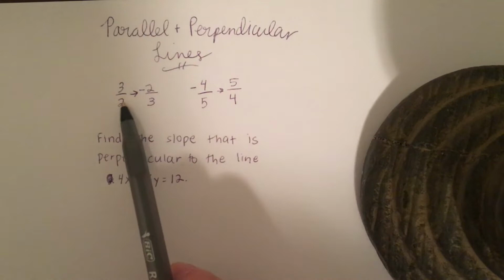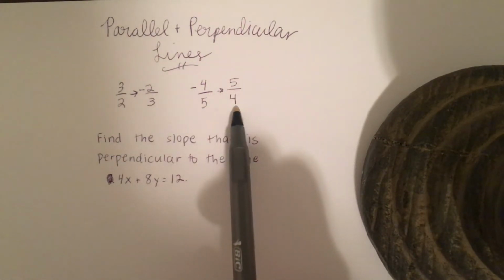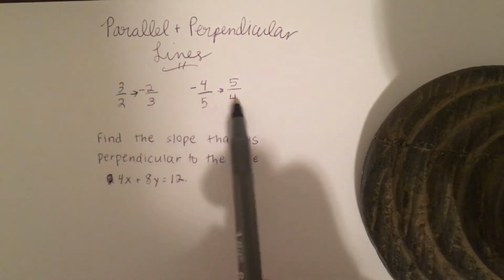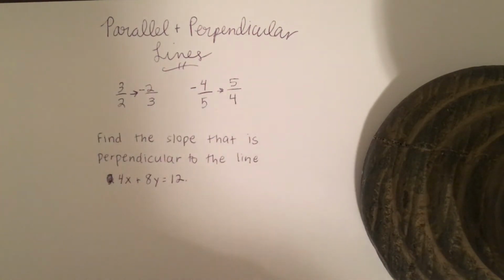So whatever the original sign is, whether it's positive or negative, the second slope, or the perpendicular slope, needs to be the opposite. So within your pair of slopes, you should have one slope positive, one slope negative, and they should also be flipped. So that numerator should become the denominator, and the denominator should become the numerator.